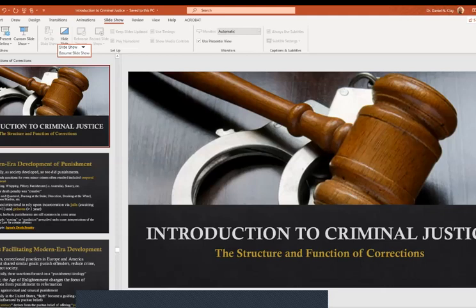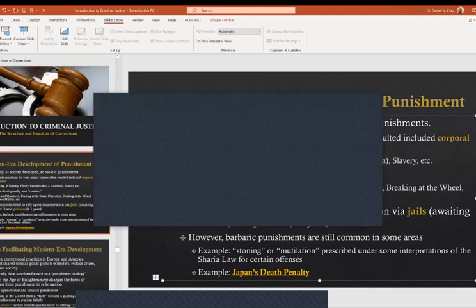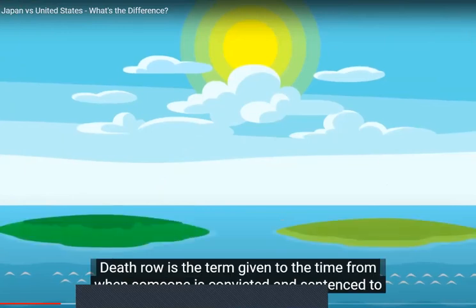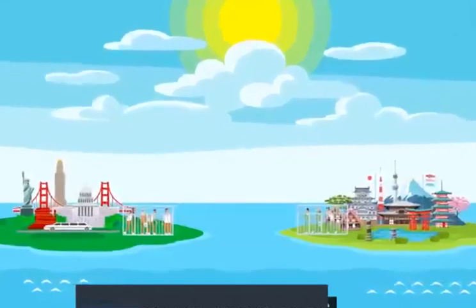...least once in their life. In the United States, about 655 people per 100,000 are sent to jail. This disparity between incarceration rates may make you think that Japan has a better prison system and therefore a more humane form of death row. You might be shocked at what we uncover as we explore the death row practices of Japan and compare them to the US. Death row is the term given to the time from when someone is convicted and sentenced to death until the execution date.